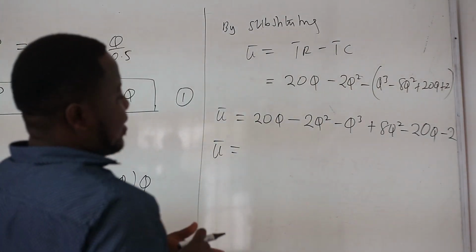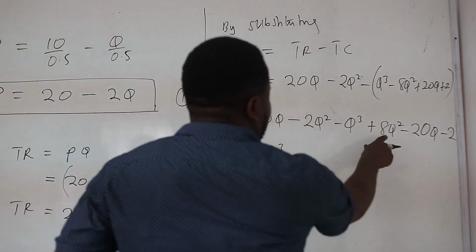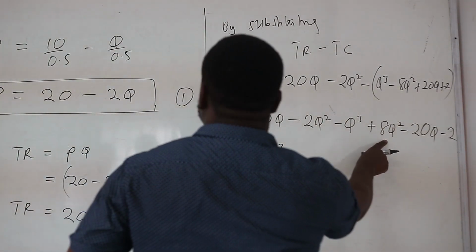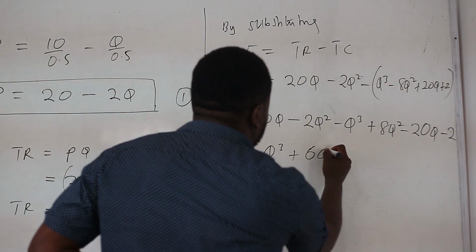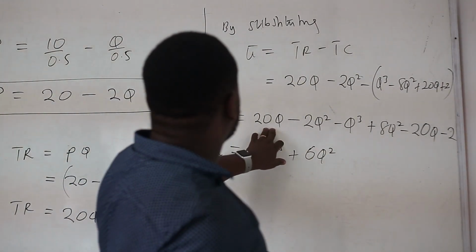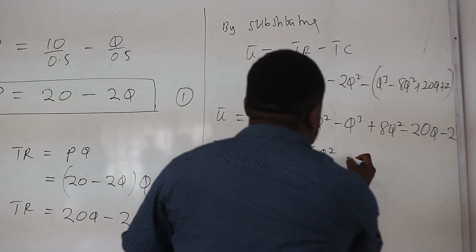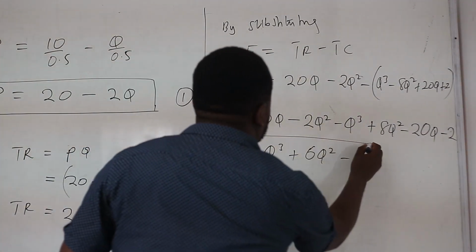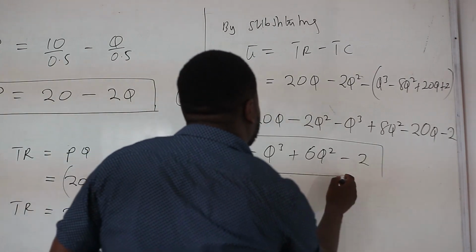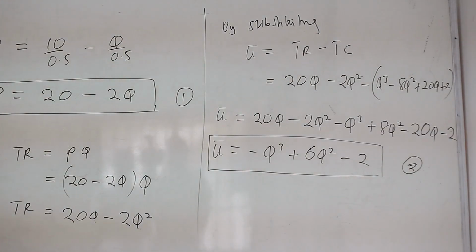So I want to write the highest exponent first. So I have minus Q³, then I have Q squared terms: 8Q² minus 2Q², so I have plus 6Q squared. I have 20Q minus 20Q, so that will give me 0. Then I have minus 2. So this will give us the profit function. So this solves the first part of the question, which is the A part. So I can name this also equation 2.